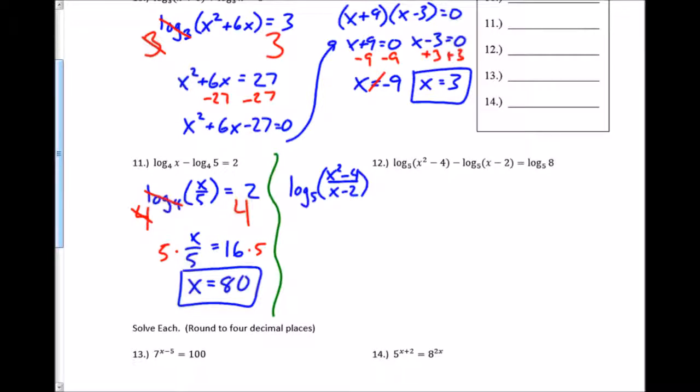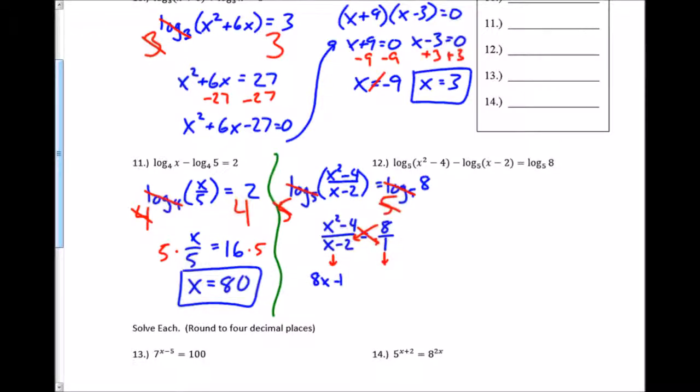And then I'm going to do 5 raised to the power of each side to undo these logarithms. They're going to cancel on each side, so I'm going to be left with this. The x squared minus 4 over x minus 2 equals 8, which is like an 8 over 1. And I treat it as an 8 over 1 because I'm going to solve this by cross-multiplying. If I cross-multiply here, that's going to give me an 8x minus 16 equals an x squared minus 4.